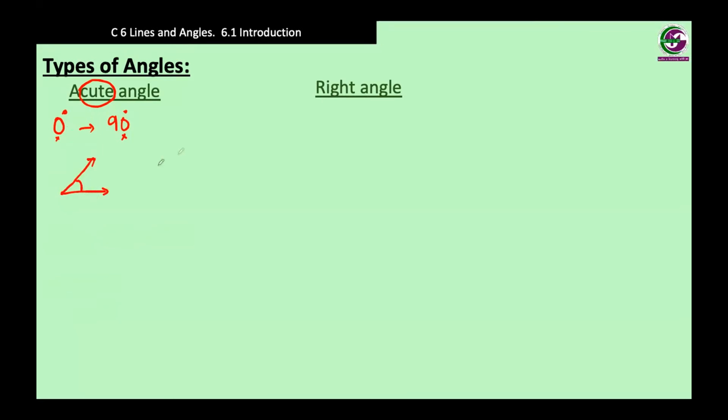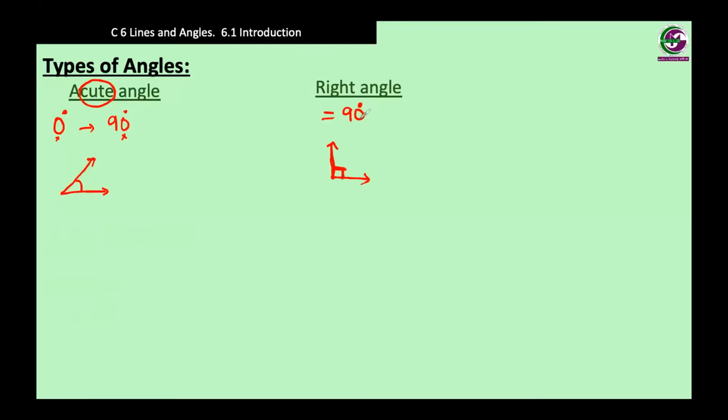Great. Now, right angle. It should be exactly equal to 90 degrees. It can't be 89 degrees or even 91 degrees. And how does it look? It should look like a straight line joining with another line here. And how is the angle represented? Just for 90 degrees, it is represented like a square near the vertex. This is a right angle.